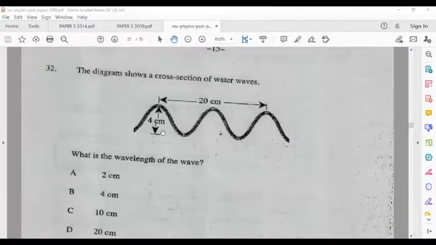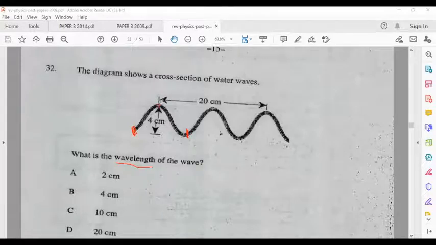Number 32. The diagram shows a cross-section of water waves. Okay, we just mentioned transverse waves. Water waves are also transverse waves. Okay, so we're looking for the wavelength. The wavelength is the distance traveled over one cycle. Let's mark off what a cycle looks like. If we start here, we're going to go up a crest and come back down to the trough. Okay, so that would be a cycle, any two successive points.